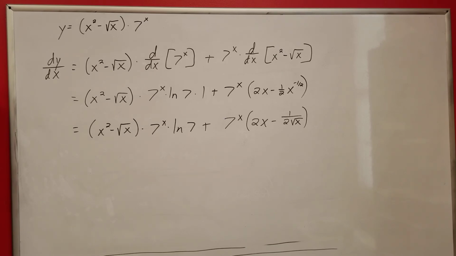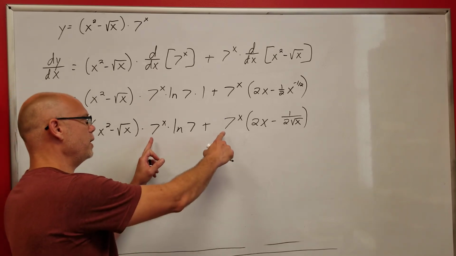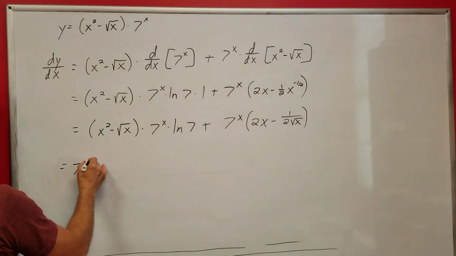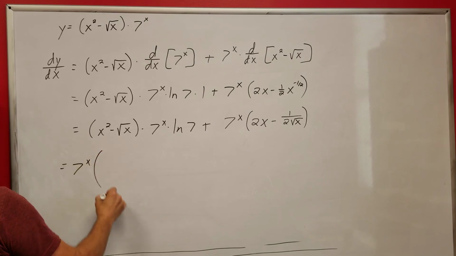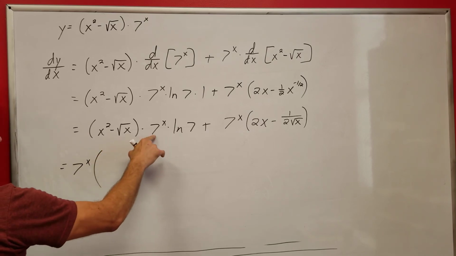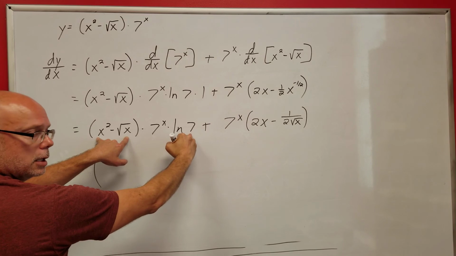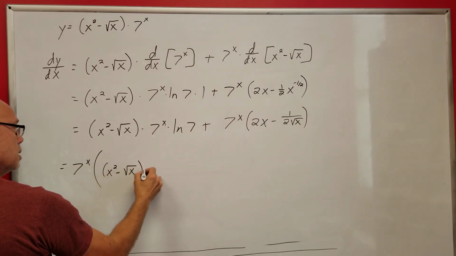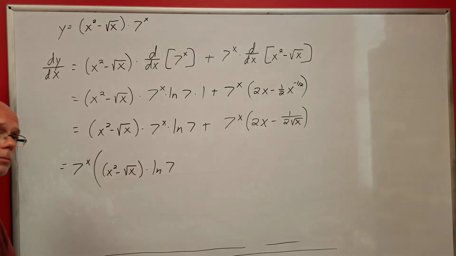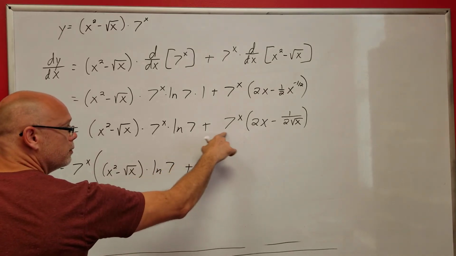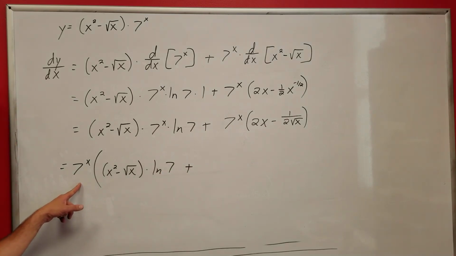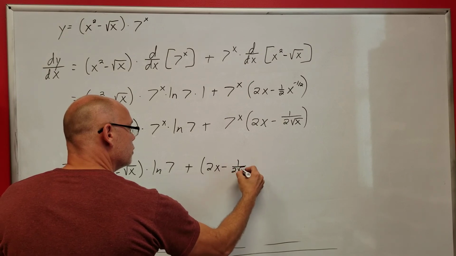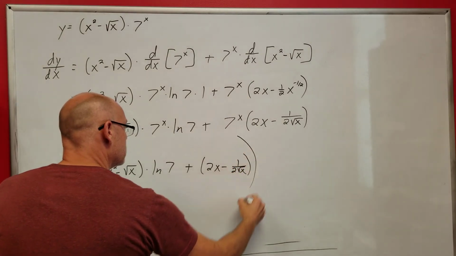Now, I could leave it like that. That's fine, okay? But I'm going to factor out this 7 to the x multiplied by both pieces here. So I'm going to take out the 7 to the x, and what am I left with? If I took this out, I'm left with this piece and this piece, right? So I'm left with x squared minus square root of x times natural log of 7, plus, if I factored that out already, I'm left with 2x minus 1 over 2 square roots of x. Like that, close my large set.